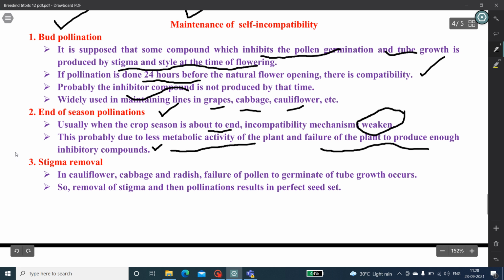And the third one, the stigma removal. In cauliflower, cabbage and radish, failure of pollen to germinate and of tube growth occurs. So removal of the stigma and then pollination results in perfect seed set.